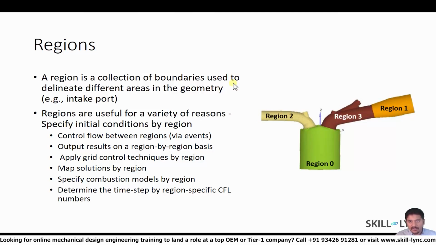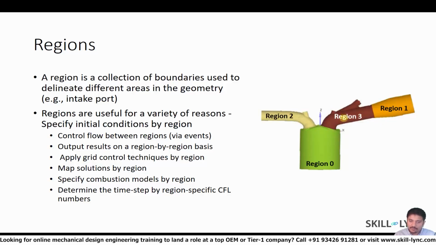The final topic that we're going to be talking about is regions. So just like you have triangles which you collect together to form boundaries, you can actually collect boundaries together to form volumetric regions. Why do you need that? For example, this right here is a port fuel injected engine, and we are dividing that into 4 regions: region 1, region 0, region 2, and region 3. Why do we have to do this?